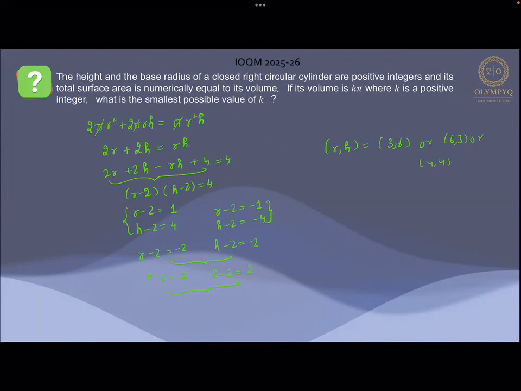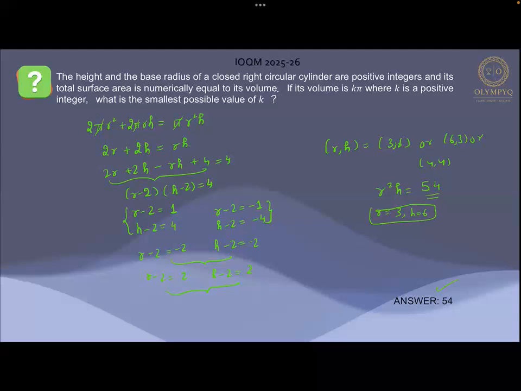So by solving these values, the minimum possible value of r square h that we can get from here will be 54, and we get that if we take the value of r as 3 and h as 6. Therefore, 54 is the final answer, and the same has been mentioned by the IOQM final answer key as well.